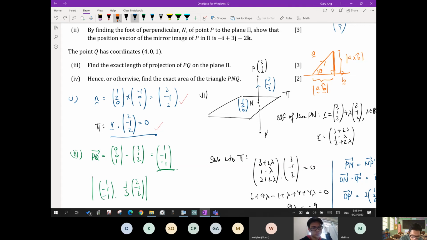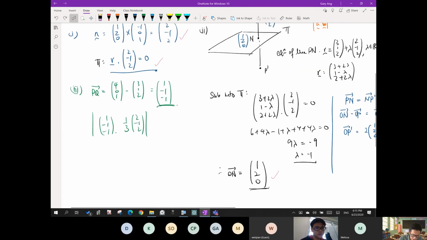But you see, when you do what this joker is doing, when you have a plane and then you have a PQ, and you go and dot with the normal, you actually get the projection onto the normal. Do you agree? You get the projection onto the normal. That's not what they want. What they want is the projection onto the plane.